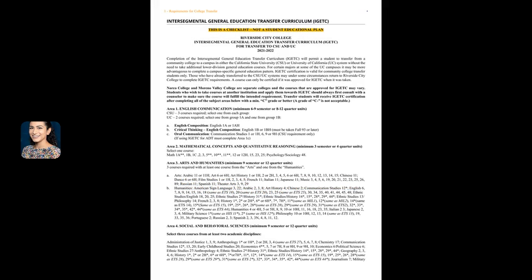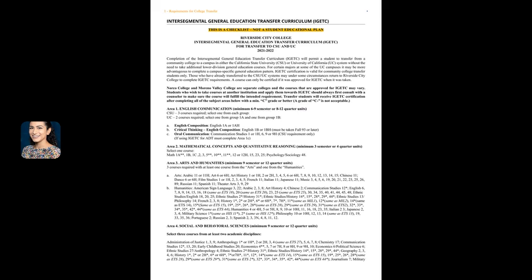Okay, so let's go back to the first page. For area 1, it says that you need to have a minimum of 6 to 9 semester units. Normally, English classes are 3 or 4 units. So that means that if it is 4 units, then you would only have to take 2 classes, and you would be able to satisfy this.